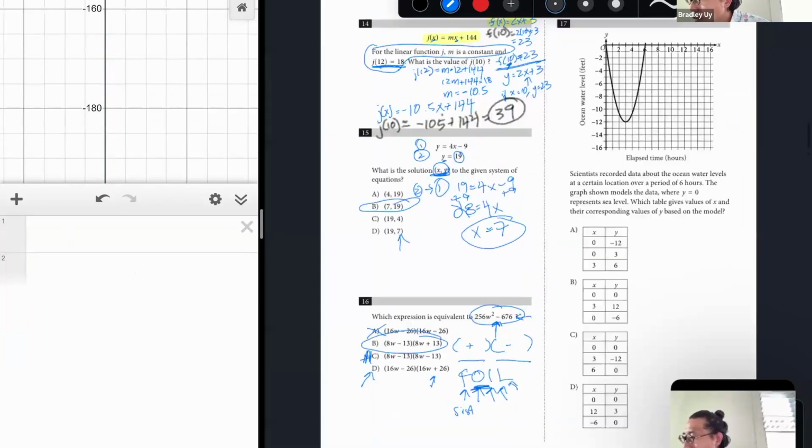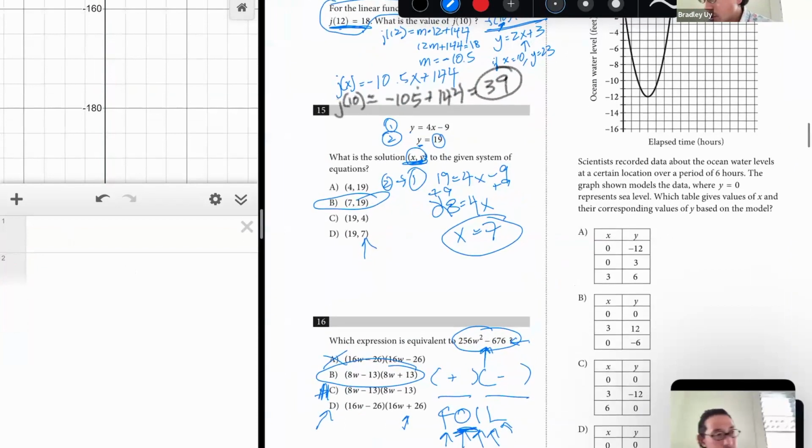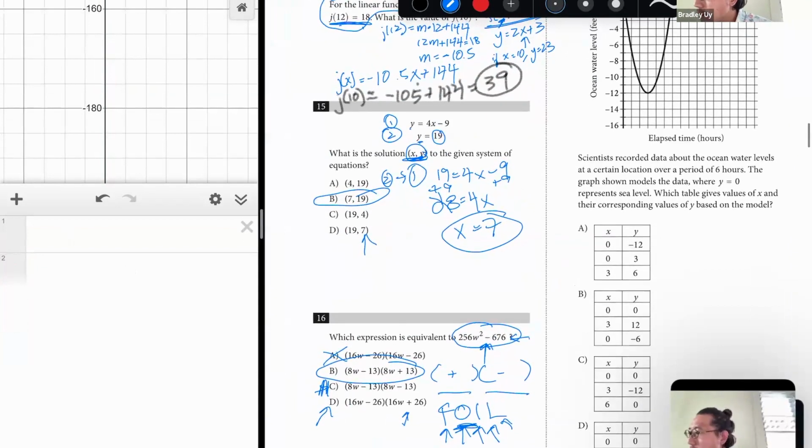All right, 17. By the way, I'm just circling that because that's what I was testing. The right answer was D in this last problem.